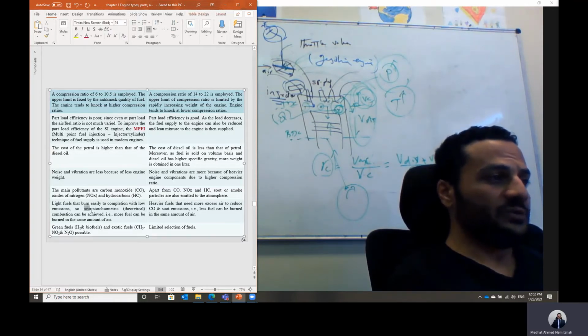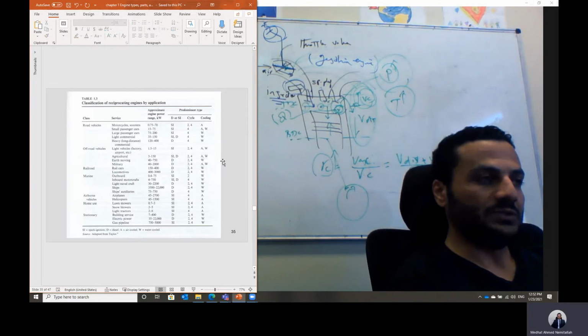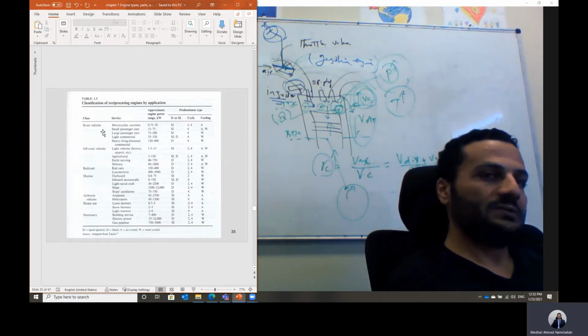So light fuel can be used here, and heavy fuel can be used here. Some green fuels can be applied, like H2 and biofuel. All of these are available, but in diesel engines, the fuel types are limited.